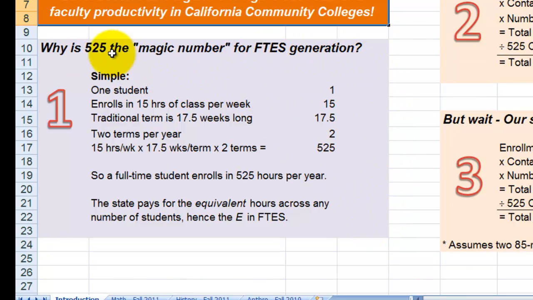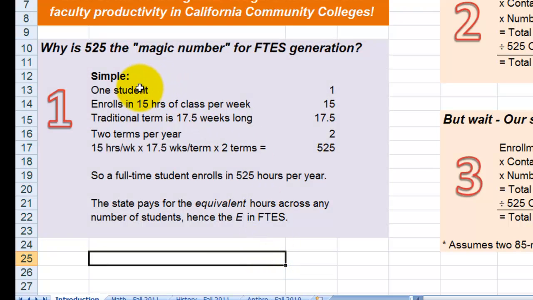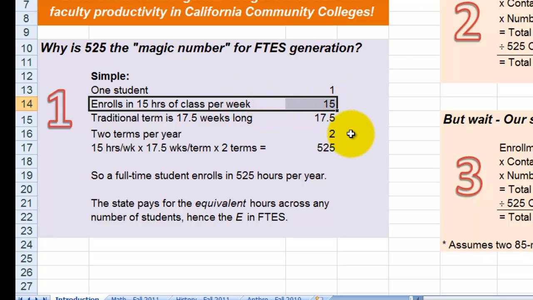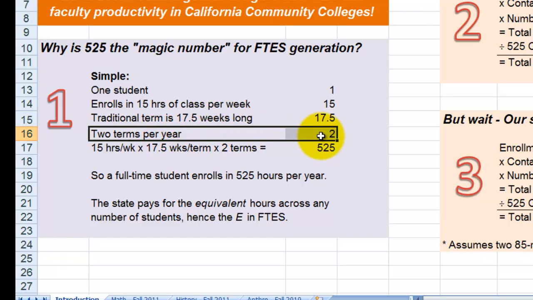Why is FTES 525? Why is this 525 a magic number? Alright, so here we go, walking down through it. If you have one student who enrolls in 15 hours of class per week, and that traditional term is 17.5 weeks long, and then there are 2 terms per year, well, if we take these values and multiply them together, 1 times 15 times 17.5 times 2, you come up with 525.